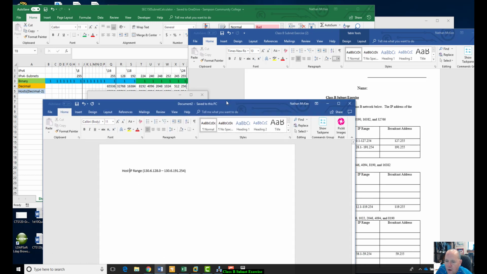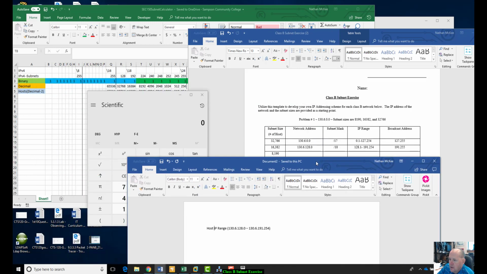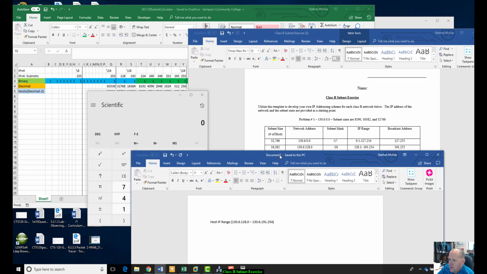All right, so our host IP range is 130.6.128.1 through 130.6.191.254. And then you're like, wait a minute, how do you know that it's going to be 128.1 through 191.254? You can sit there and calculate it out, but here's a shortcut.